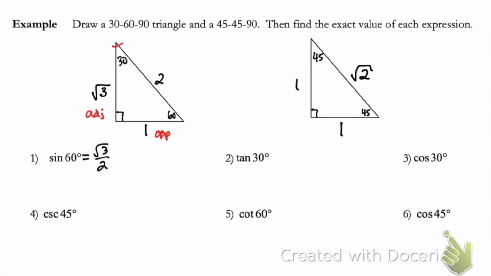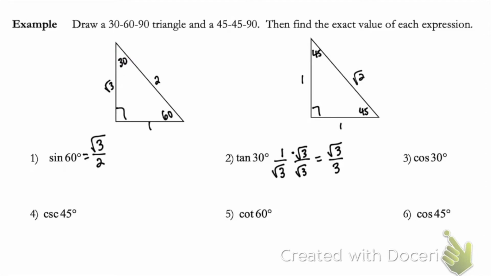Next, we have tangent of 30. 1 would be our opposite side, and square root 3 would be our adjacent. So tangent of 30 is 1 over square root of 3. But we can't leave our answer this way because it's not proper. We need to rationalize it. So we're going to multiply the top and the bottom by square root of 3. And we get square root 3 over 3.